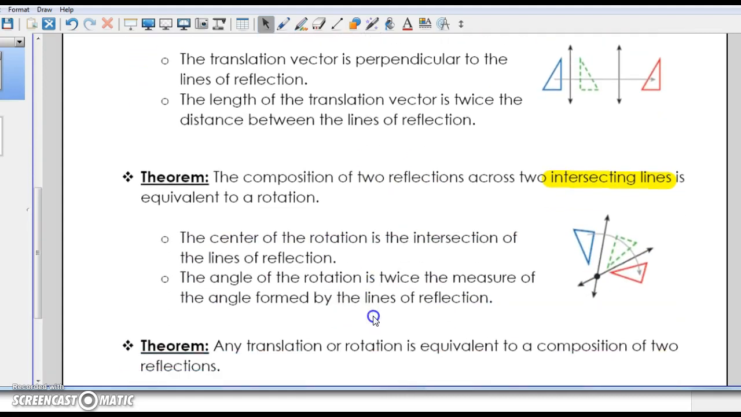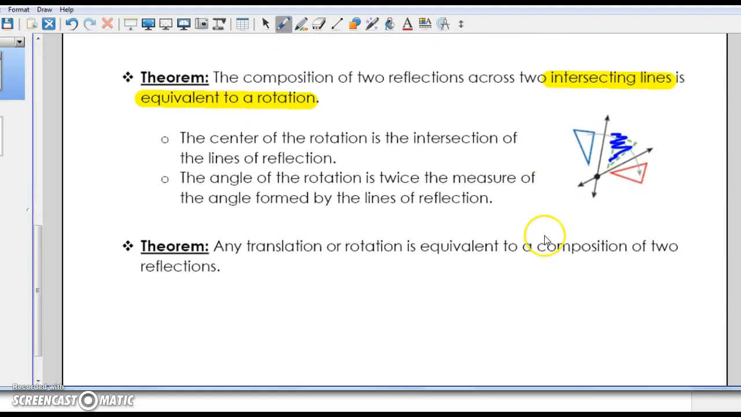The composition of 2 reflections across 2 intersecting lines is equivalent to a rotation. So notice here the lines are different, they're intersecting, but again, our pre-image is this blue triangle. If I reflect the blue triangle over the first line, I arrive at this green triangle, and then if I reflect it again, I arrive at this red triangle. But if I were to take that middle step out, the first reflection, you can see here that from beginning to end, from blue to red, that is equivalent to a rotation.